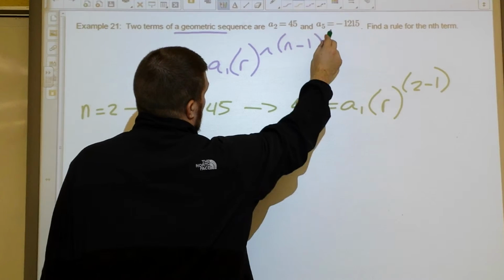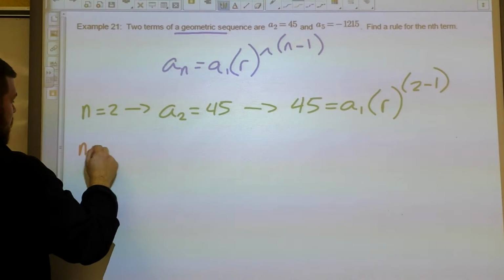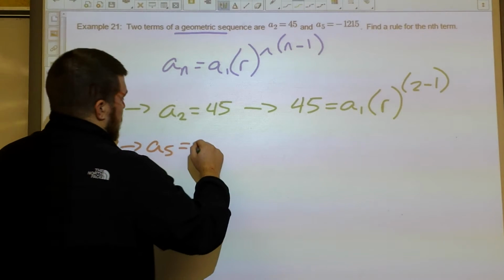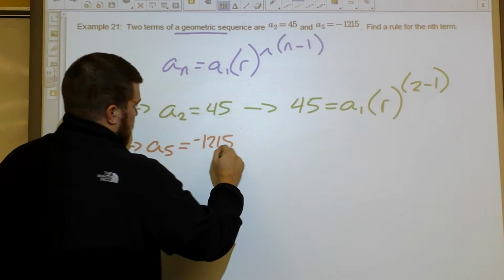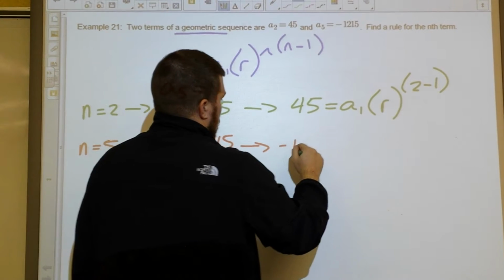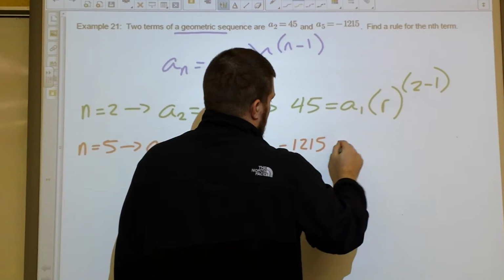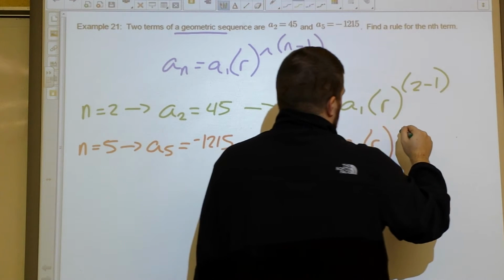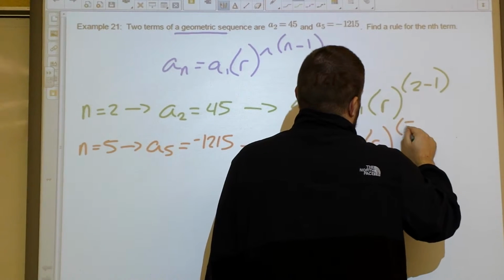I also know that when n is 5, a sub 5 is negative 1,215. So I'm going to plug in what I know to my general rule. So I have negative 1,215 is equal to my first position times the common ratio raised to the 5 minus 1 power.